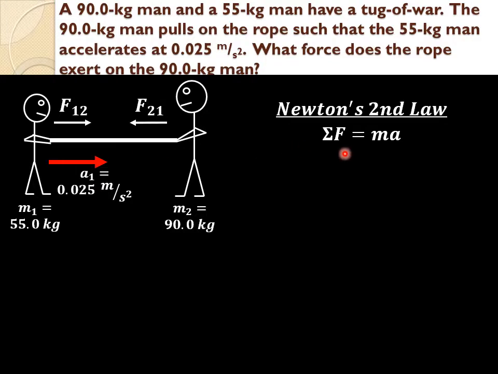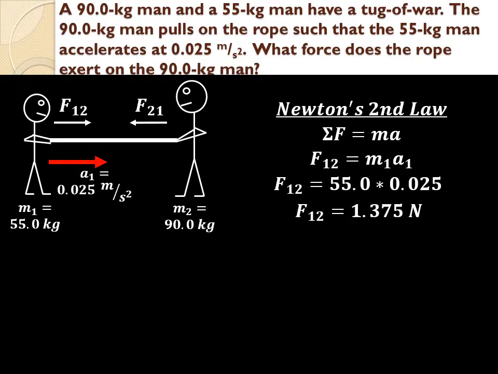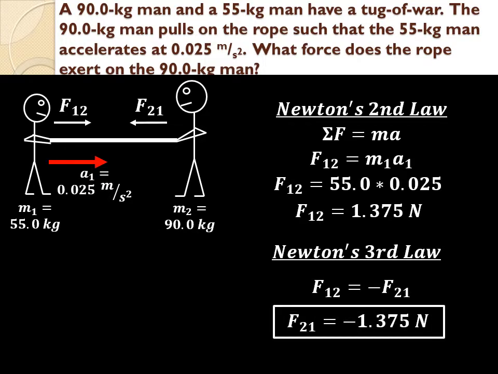We use Newton's second law in order to determine the net force that's being applied to this first guy. If the only force that's being applied to him is the force in the rope, then that's going to be equal to the mass of the guy times his acceleration. That gives us 55 times 0.025, and the force that's being applied to this guy is 1.375 newtons. Now that's the force being applied to the 55 kilogram man. Now since these two forces are equal and opposite because of Newton's third law, then the force being applied to the 90 kilogram man is going to be negative 1.375 newtons.